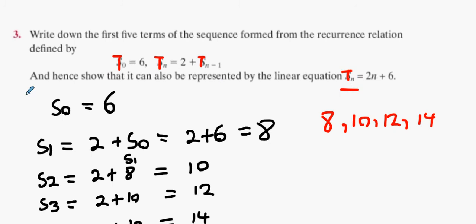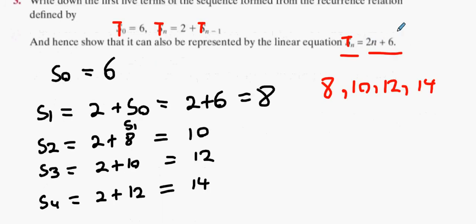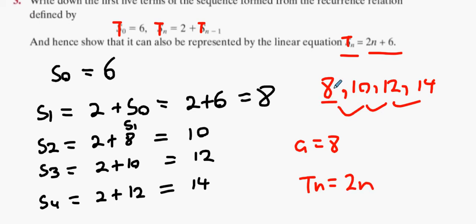Okay? Now, it wants me to prove that it equals this here. What's the gap between every one? 2. Okay? And hence show that it can be represented by this following linear equation. What's the A value? The A value is 8. Tn is 2 times n, and 2 times 1 would be, what's 2 times 1? 2. Are you too big or too small? You're too small. You need to add on a 6.